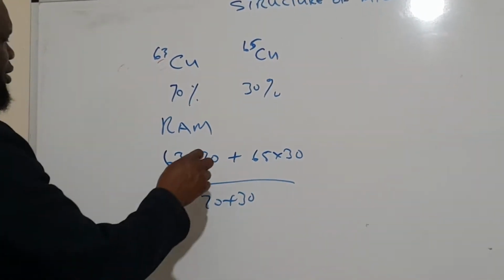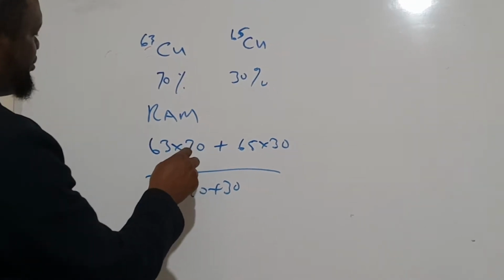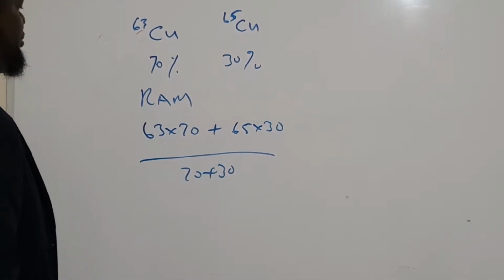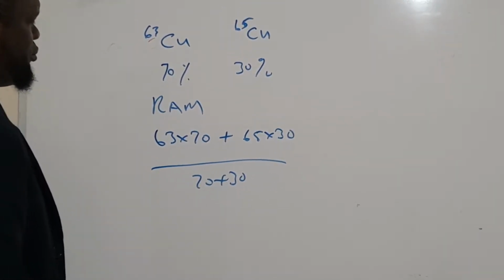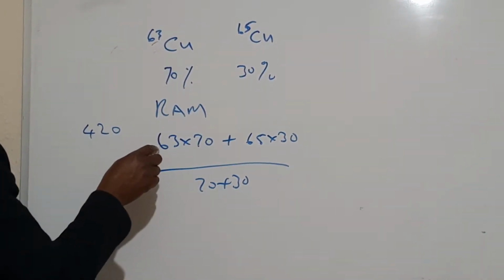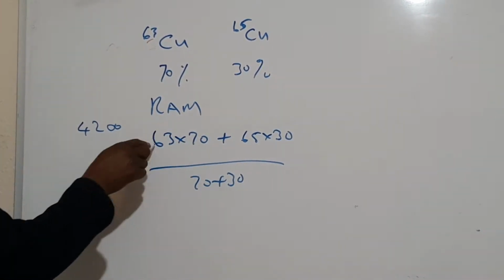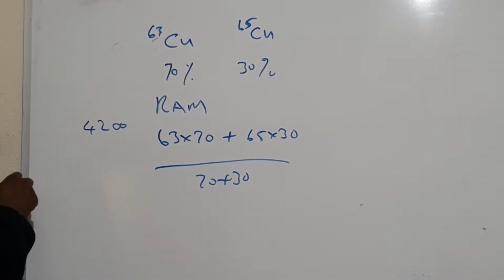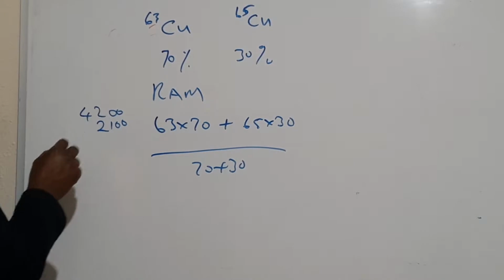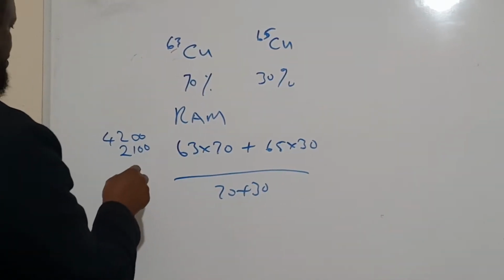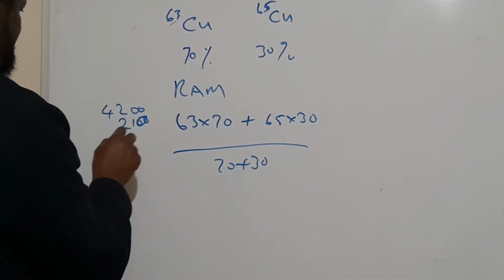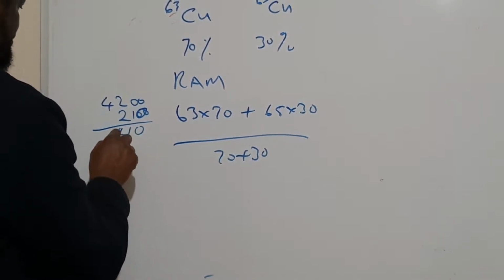Okay, so 70 times this. 70 times what's it again here? 70 times 63. How much would that be? 7 times 60 is 420. And 70 times 60 is 4,200. And 70 times 3, yeah, 210. Okay? So that will be 4410.